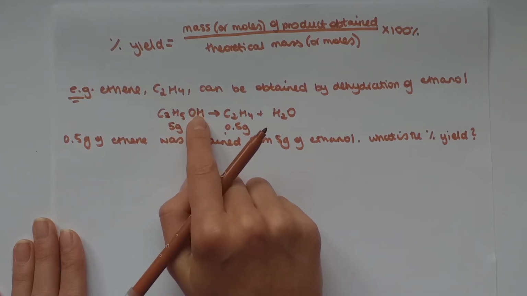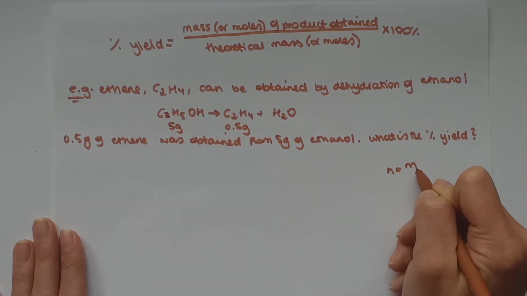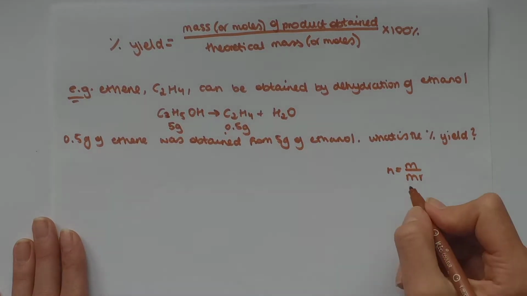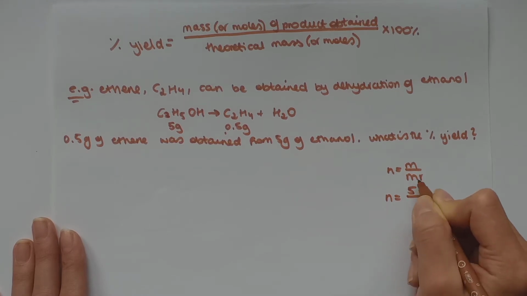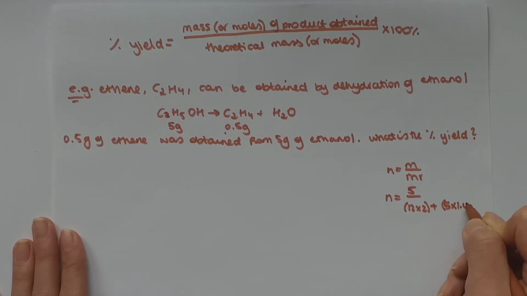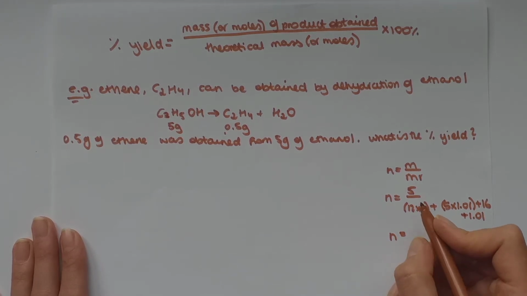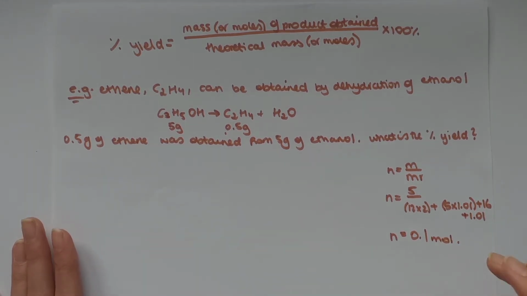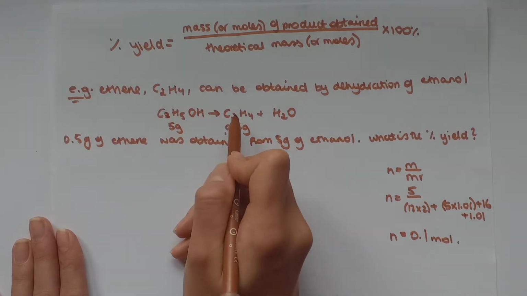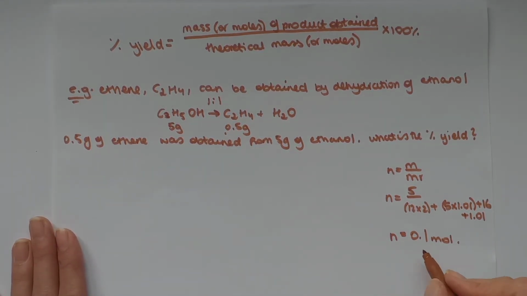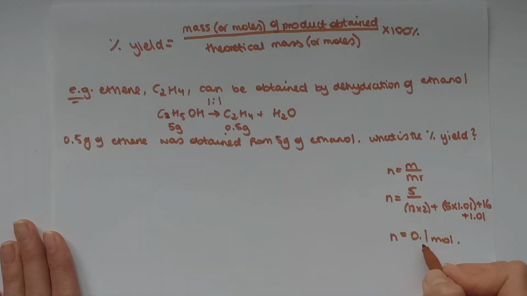So if we had 5 grams of ethanol, we know the MR, we can use this equation to find the number of moles. Why do we find the number of moles? So that we can find the molar ratio between ethanol and ethene. So the number of moles of ethanol is mass, which is 5 grams, over the MR of ethanol, which is 12 times 2, plus 5 times 1.01, plus 16 plus 1.01. So the number of moles that we finally get is 0.1 moles. Because the ratio between alcohol and alkene here is 1:1, they both have the same number of moles. So ethene will also have 0.1 moles.